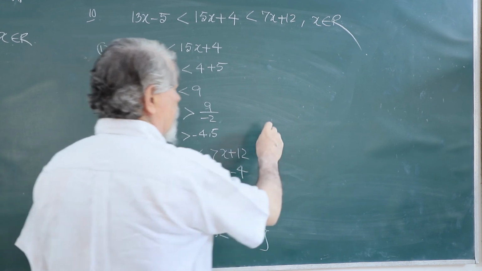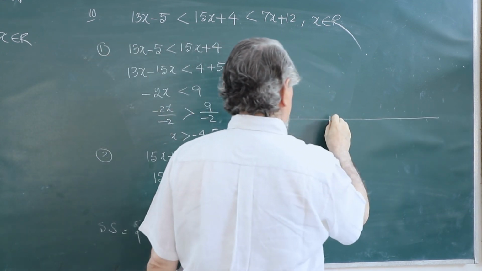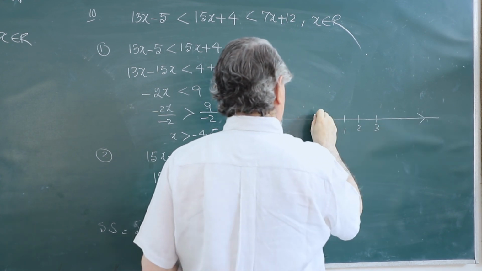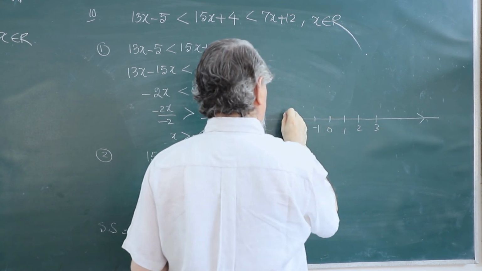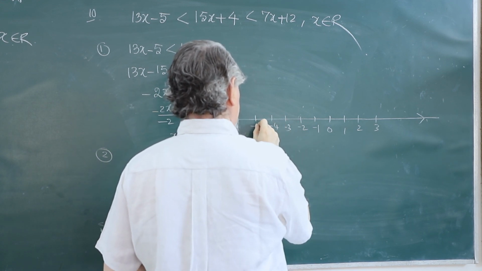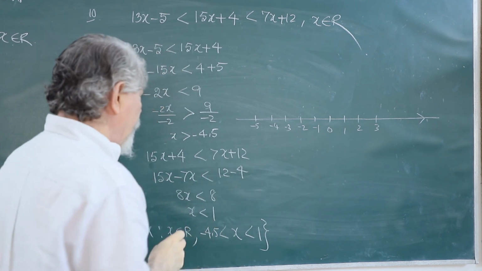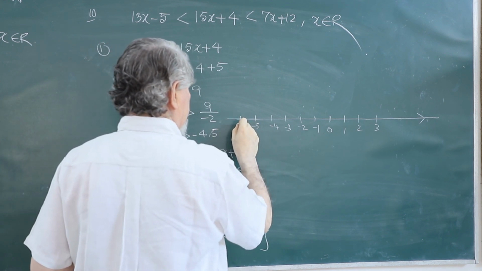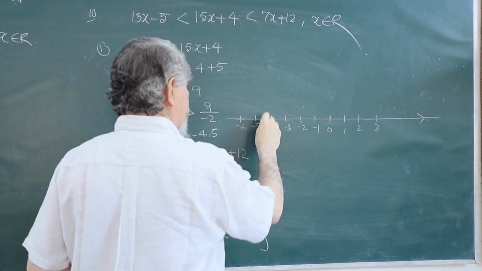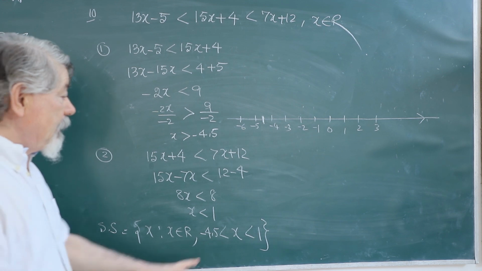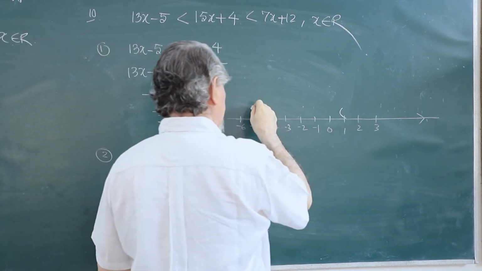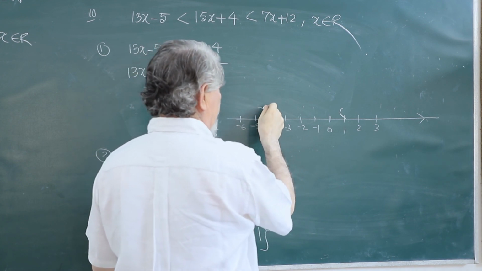So let us see the plotting here. 0, 1, 2, 3, minus 1, minus 2, minus 3, minus 4 and minus 5. Minus 4.5 will be exactly between minus 4 and minus 5. And x is less than 1, and greater than minus 4.5, so like this.